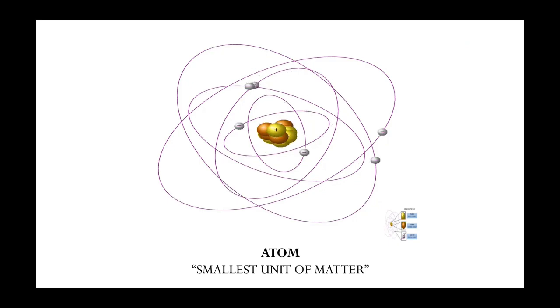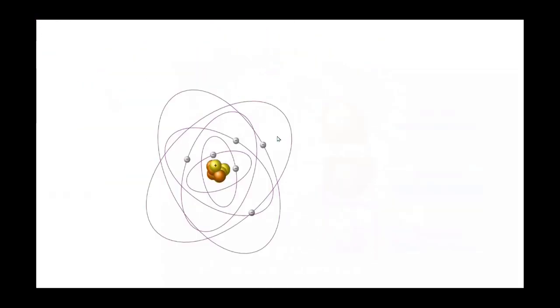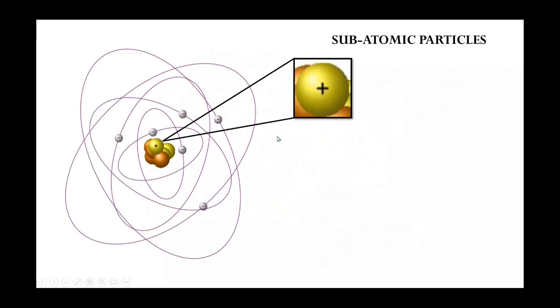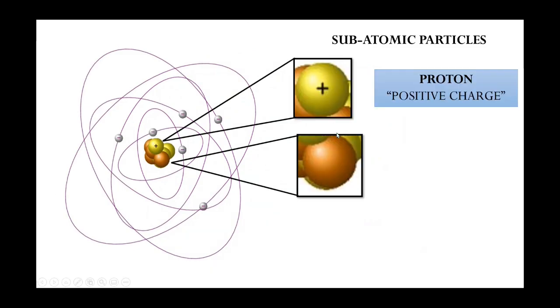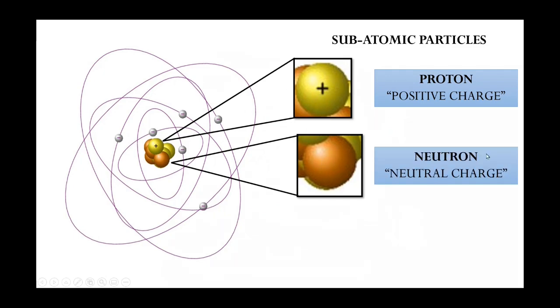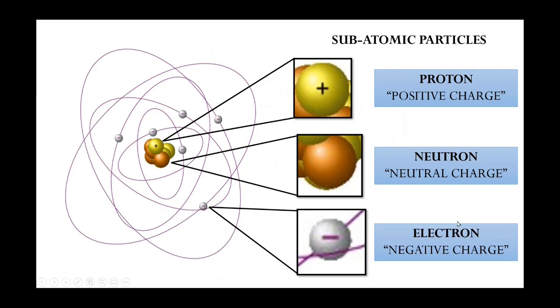As we know, an element is made up of atoms, and this atom, class, is the smallest unit of matter. And this has 3 subatomic particles. So which is the proton, which has a positive charge, and the neutron, which is the neutral charge, and the electron, which is the negative charge. So let's see how these subatomic particles were discovered by the different scientists.